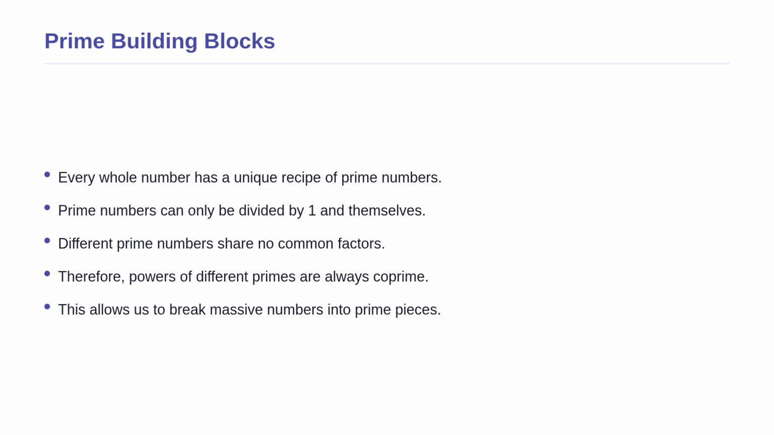Because different prime numbers share no common factors, their powers are always co-prime to one another. This means if we have a massive number, we can factor it into its prime components, and our multiplicative function will neatly split apart for every single prime block. This turns an impossible calculation into a series of small, easy steps.